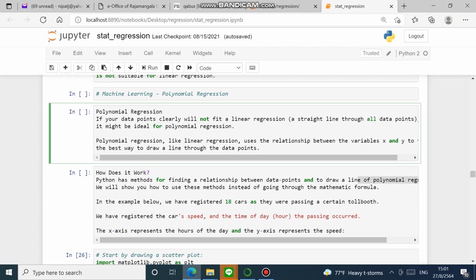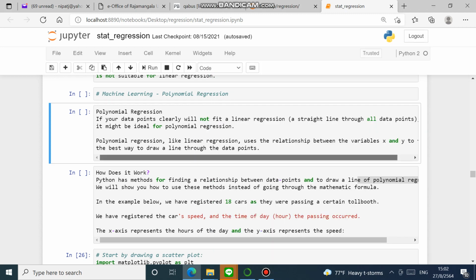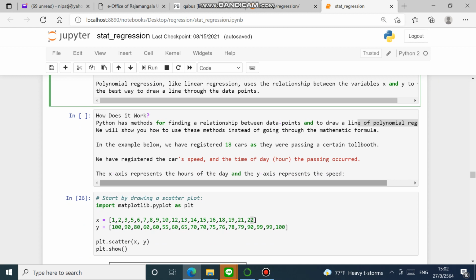Polynomial regression is similar to linear regression, and it uses the relationship between the variables x and y to find the best way to draw a line through the data points. How does this work? Python has methods for finding a relationship between data points and drawing a line of polynomial regression. I will show how to use these methods instead of going through the mathematical formula, which is sometimes difficult.